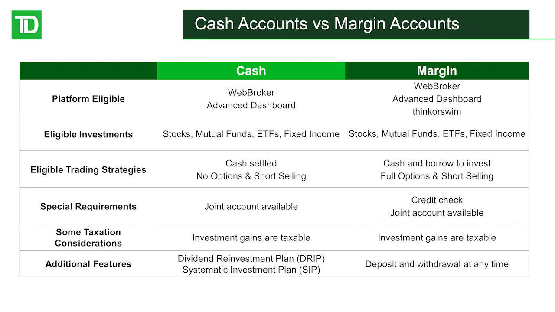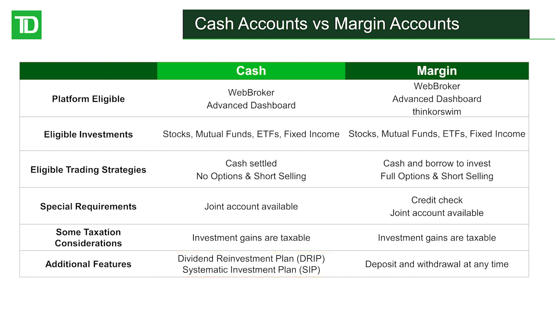Some of the additional features also include things like dividend reinvestment plans. For any investments, for example stocks or exchange traded funds, that pay dividends, you can set up a dividend reinvestment plan with us so the dividend gets reinvested. You can also set up systematic investment plans on mutual funds. Those are also available within a cash account.